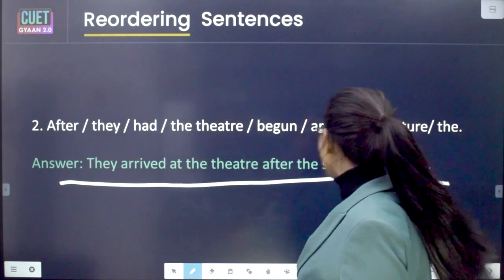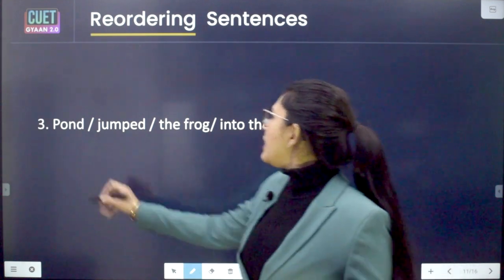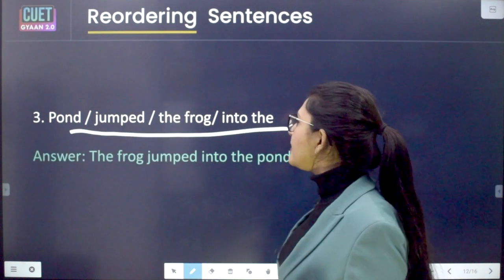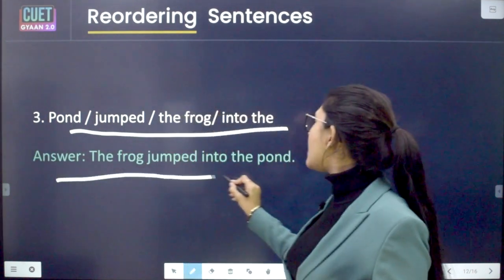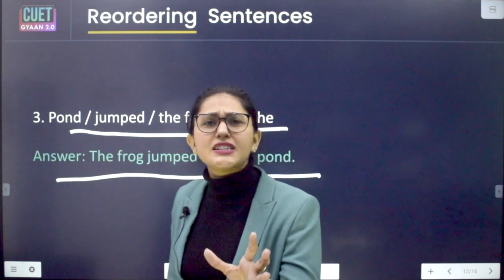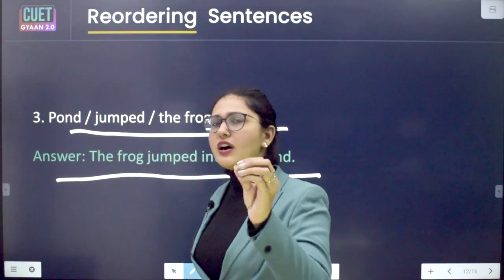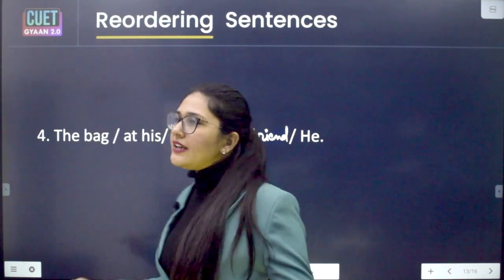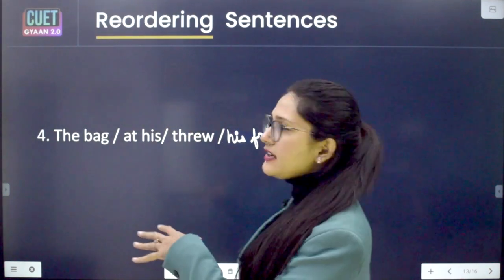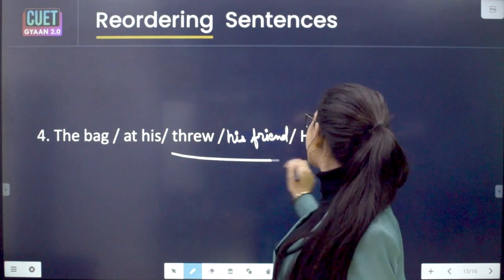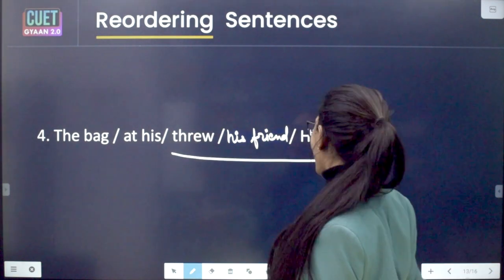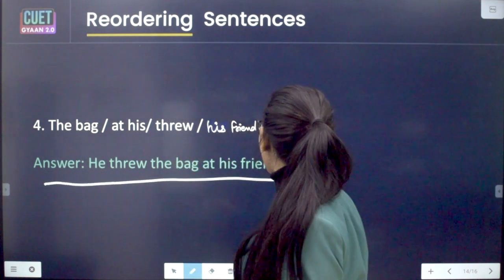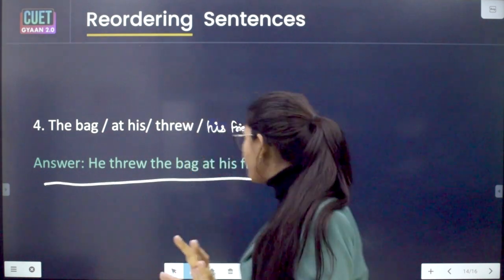So now let's move on to the next example that we have. "Pond jumped the frog into the," right? So let's have the answer. The answer will be, the frog jumped into the pond. So these are very simple sentences, I tell you. You will be able to answer them just like that, right? Talking about the very last example here, it is "the bag at threw his friend he," and if we arrange it, it will turn out to be he threw the bag at his friend. Again, it's a very simple one.